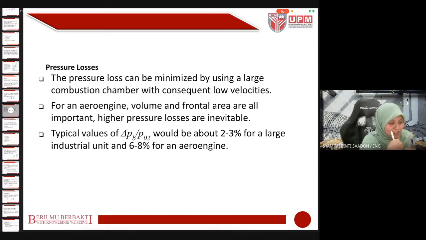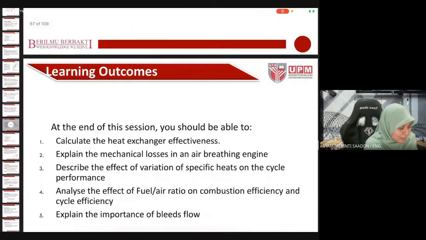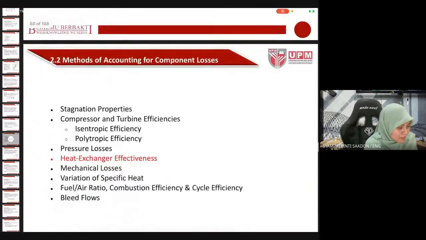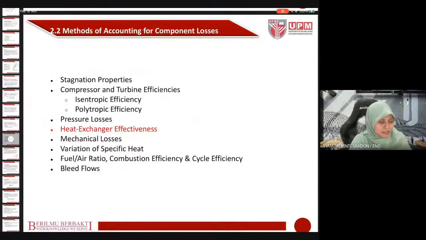Then typical values of PB, the pressure loss just now: the pressure loss in the burner will be about 2 to 3% for a large industrial unit and 6 to 8% for an aero engine. This is just an example. So that is one of the factors, the pressure loss occurring in the combustion chamber or in the heat exchanger.